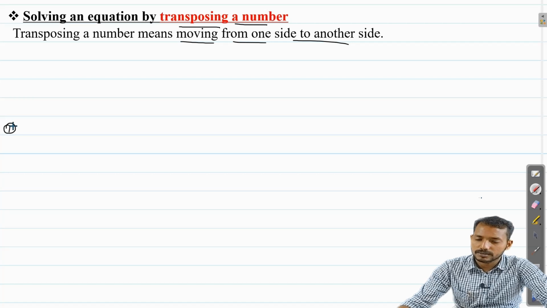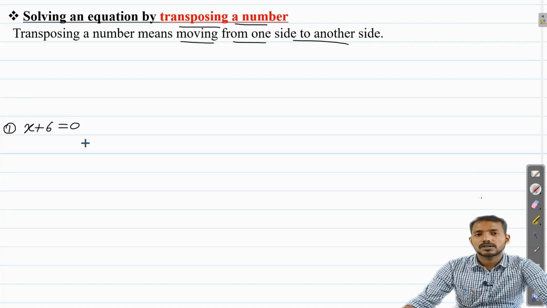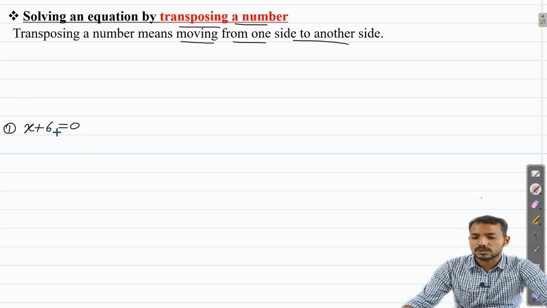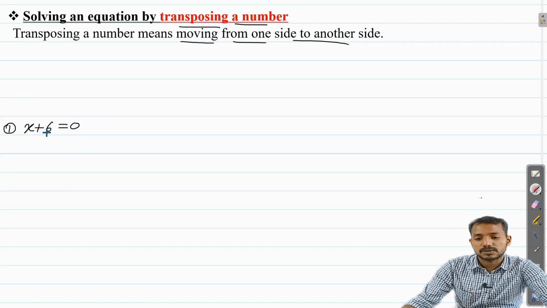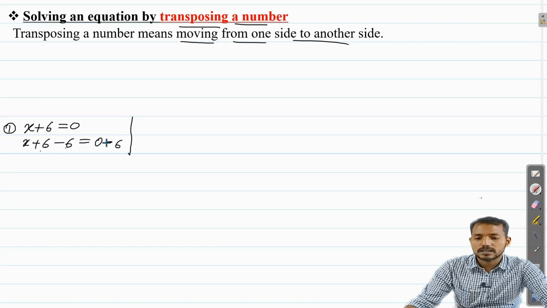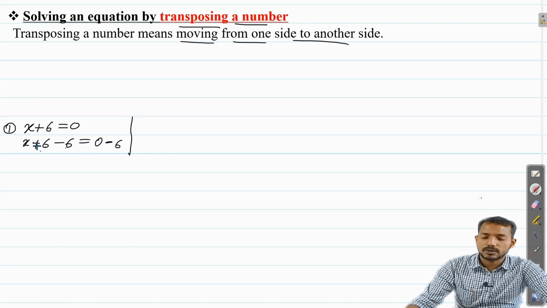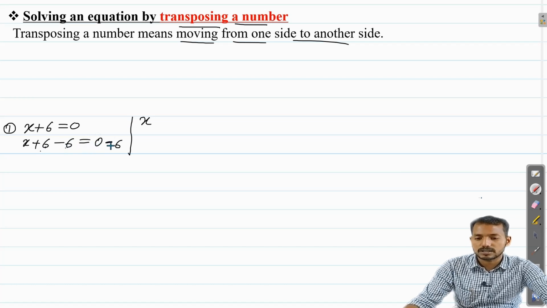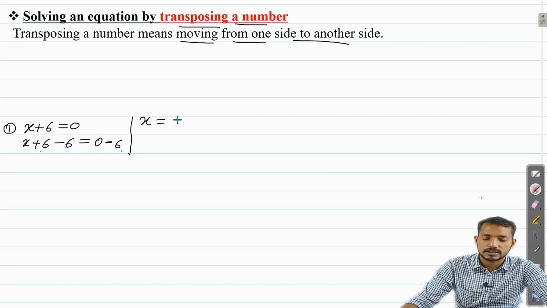First, I am taking here x plus 6 equal to 0. In the case of x plus 6 equal to 0, I am going to subtract 6 from both sides to separate x from 6. So what will we get? x plus 6 minus 6 is equal to 0 minus 6. Now I subtracted 6 from both sides. Now x plus 6 minus 6 is 0, that is no need to mention. 0 minus 6 equals minus 6.